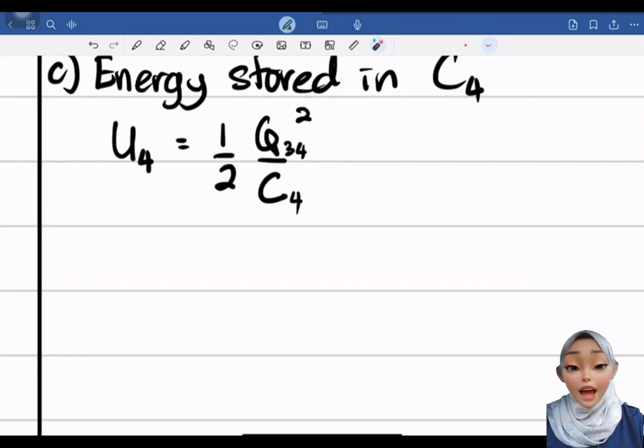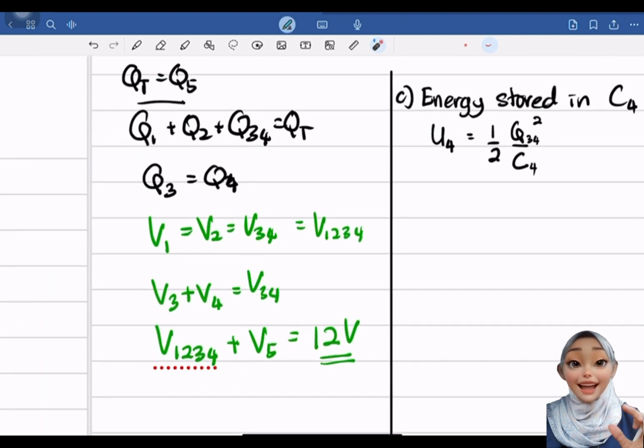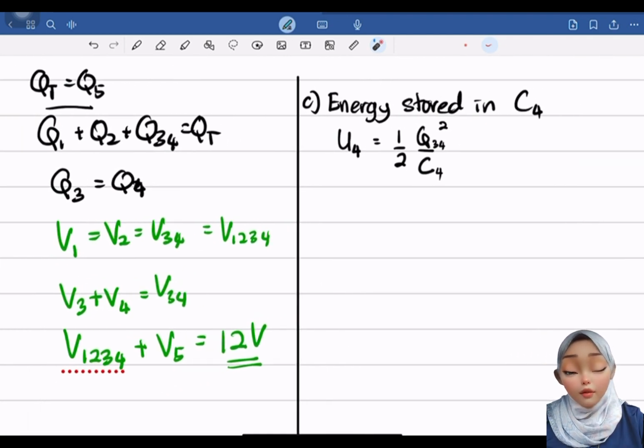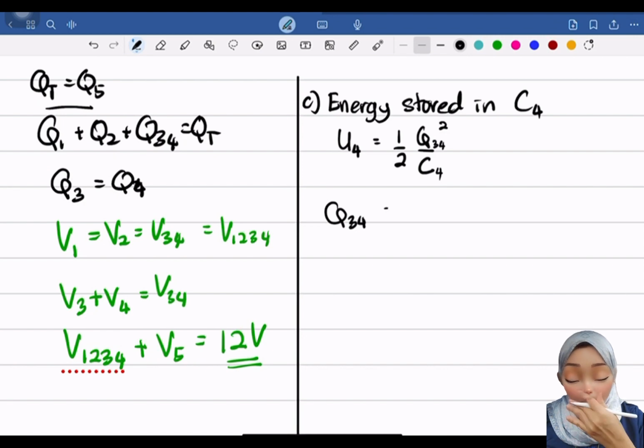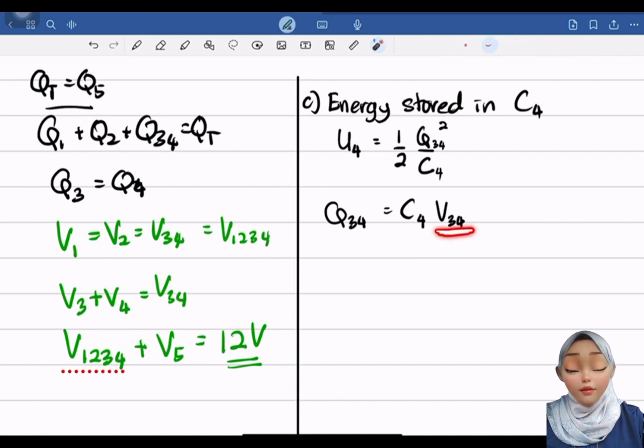Jom kita tengok kepada analisa circuit kita. So, kita dapati bahawa Q34 ialah Q2 campur dengan Q1 which is Q total. Walau bagaimanapun, kita dapati bahawa untuk dapatkan Q34, kita cuma boleh cari V34. So, V34 ialah V1234. So, kita terus jump pergi ke sini.